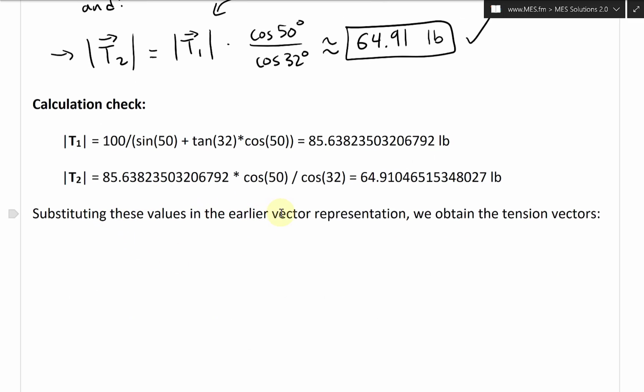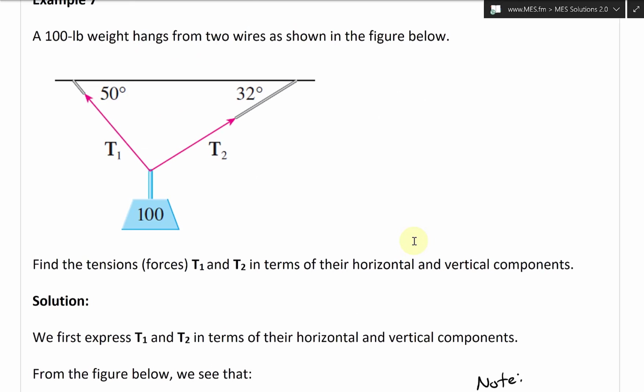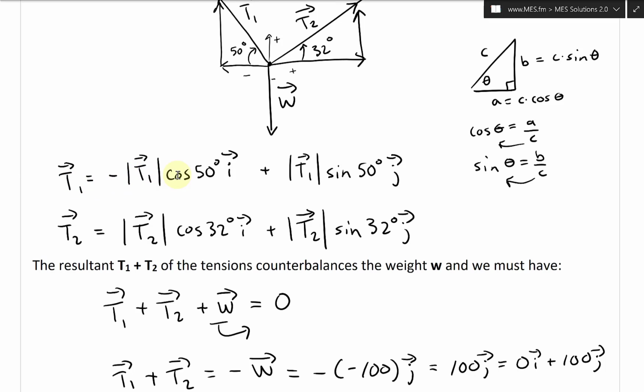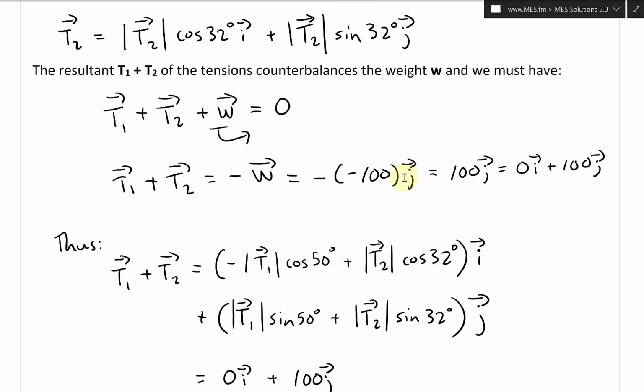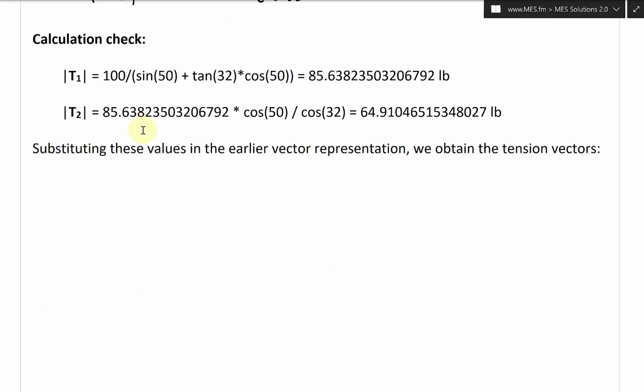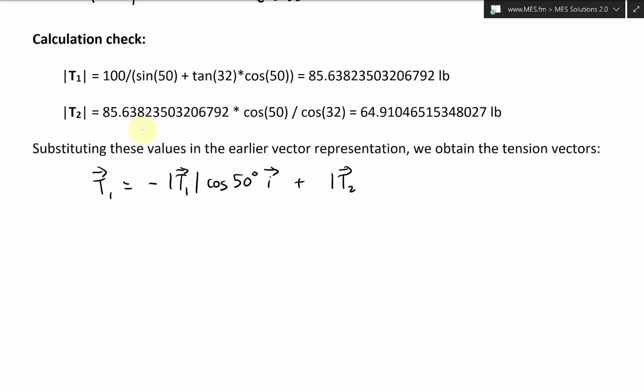So now substituting these values in the earlier vector representation, we obtain the tension vectors. If we go all the way back up, we have our T1 vector equal to negative T1 cos 50 degrees I plus T1 sin 50 degrees J. So this is negative T1, the other ones will be positive. Let's write this out just for completeness. So T1 vector, this is the vector form, equals negative the magnitude of the force or tension times cosine 50 degrees I, and then plus T1, the length, sine 50 degrees J.